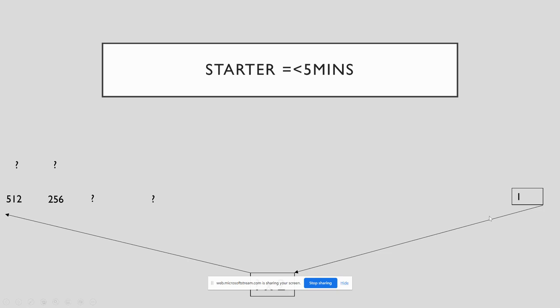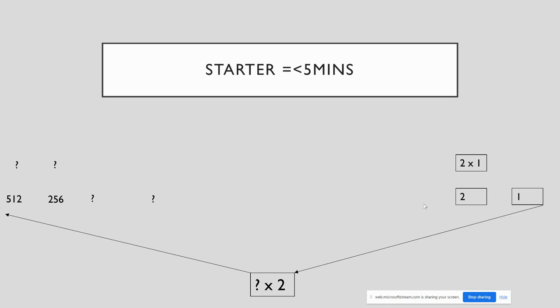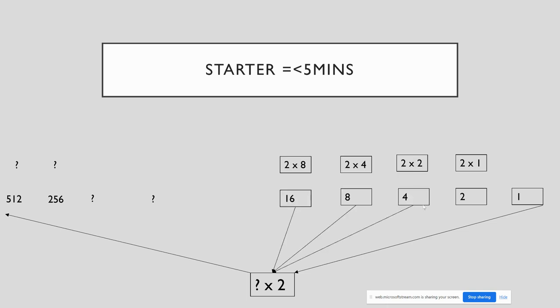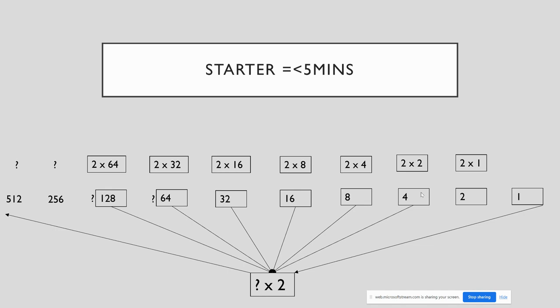So we first have to do 1 multiplied by 2, we go 2 by 2, we have 4, 4 by 2, we have 8, 8 by 2, 16, 16 by 2, 32, 32 by 2, 64, and so on. Which in a minute I'll explain to you why we do that.